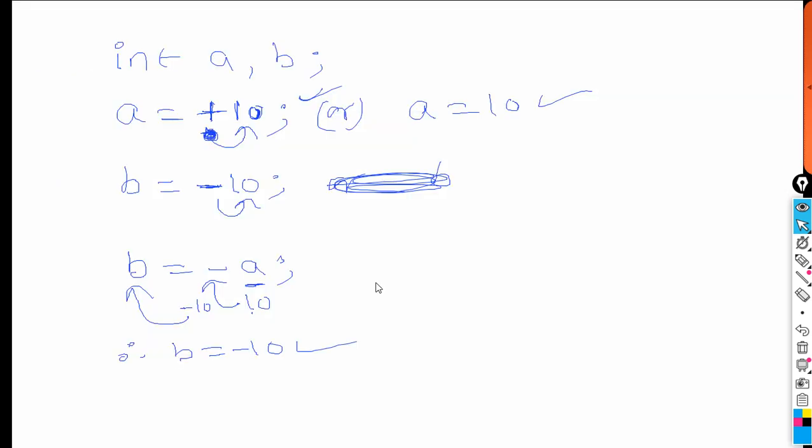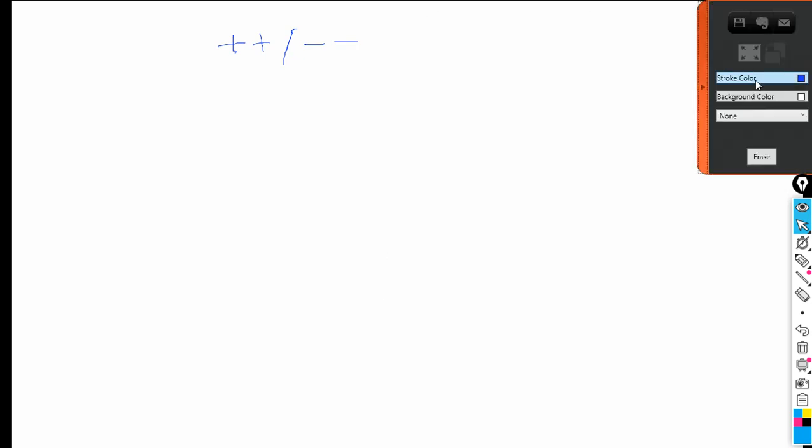Now let us say this plus plus and minus minus. Let me write once again clearly: plus plus and minus minus. What happens with these? Let us understand here.